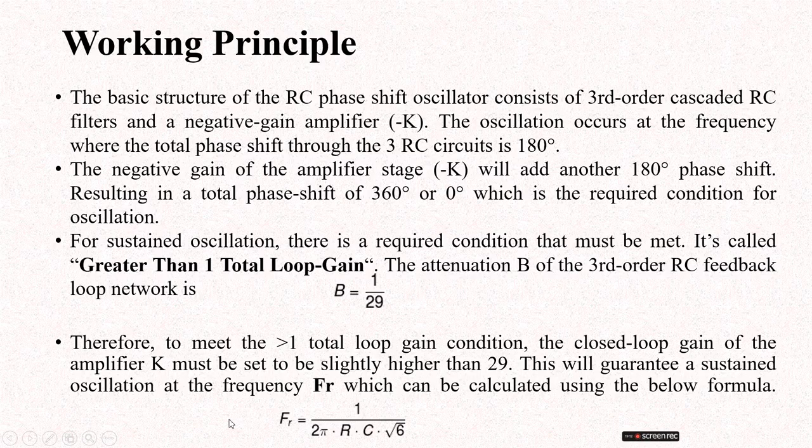So the frequency of oscillation for an RC phase shift oscillator is 1 by 2 pi RC root 6. Okay, so to calculate the frequency of sustained oscillation, we use 1 by 2 pi RC root 6. So here the R and C component values play an important role in producing the frequency.